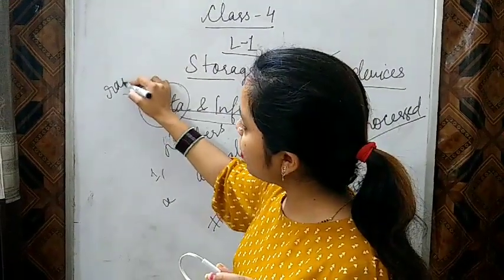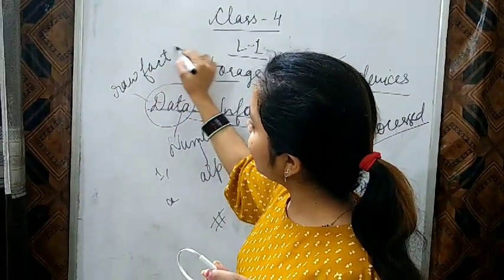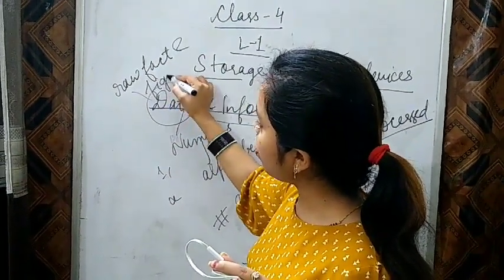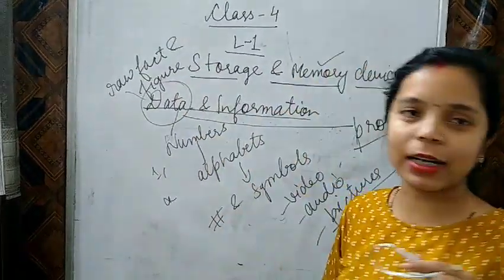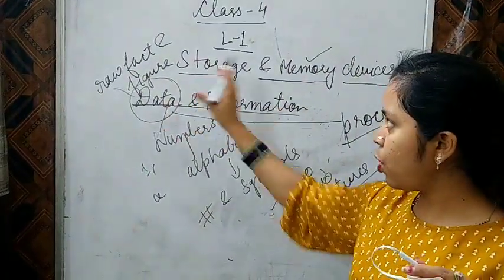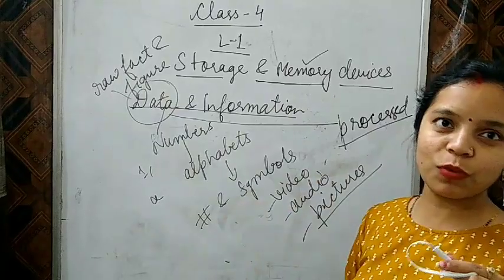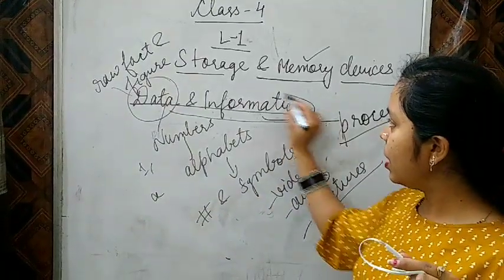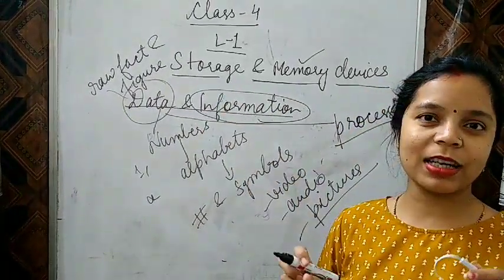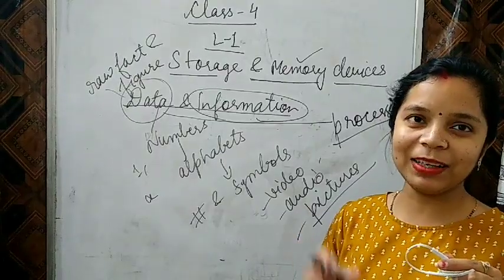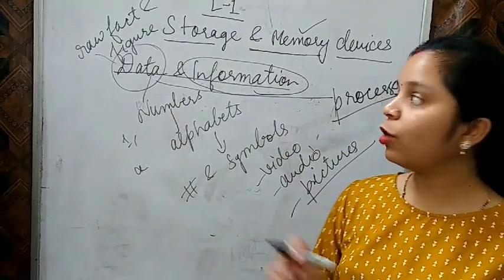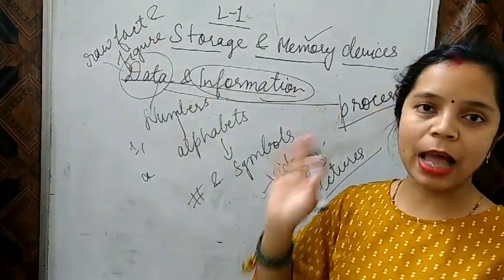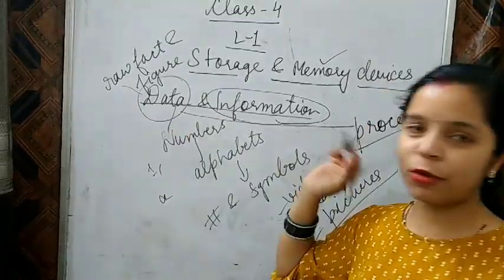Data is raw facts and figures. Means this is not the processed data. This is raw fact and figure. And when we process the data, when it is useful for someone, that is called information. You can understand this from example. Now I will tell you one example about data and information.